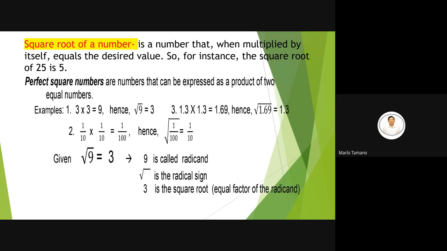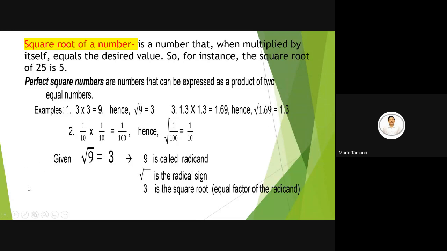Now, how about these perfect square numbers? Perfect square numbers are numbers that can be expressed as a product of two equal numbers, just like this, 3 times 3. So we will consider this 3 and the other 3 as factors of 9. So pwede natin sabihin equal factors po yan ng 9. We have 3 times 3 is 9. Hence, the square root of 9 is 3. Number 2, 1 over 10 times 1 over 10 is equal to 1 over 100. Therefore, the square root of 1 over 100 is equal to 1 over 10.